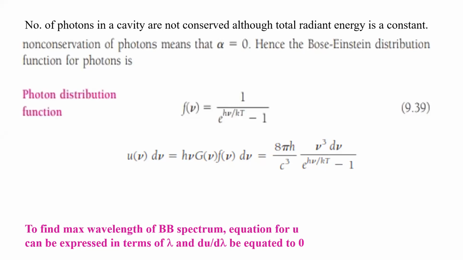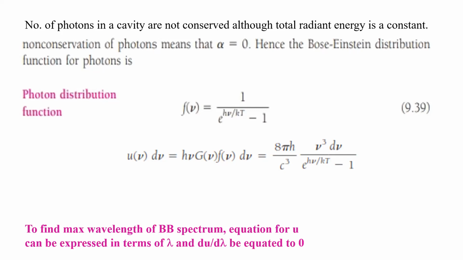But an obvious question that comes to the mind of the reader is, is the energy constant or not? Well, the energy is constant. The total energy that the cavity has will remain constant, but the number of photons in the cavity is not constant. And because of this non-conservation of photons, we will put alpha equal to zero in the expression which I mentioned yesterday. And then we have simply this Bose-Einstein distribution function. If you want a rigorous derivation of equation number 39 as mentioned here, you can find it in any of the books which I have mentioned in the lower part of the ladder.